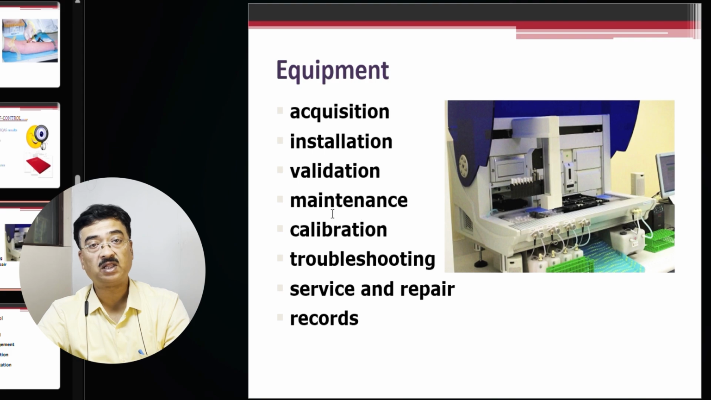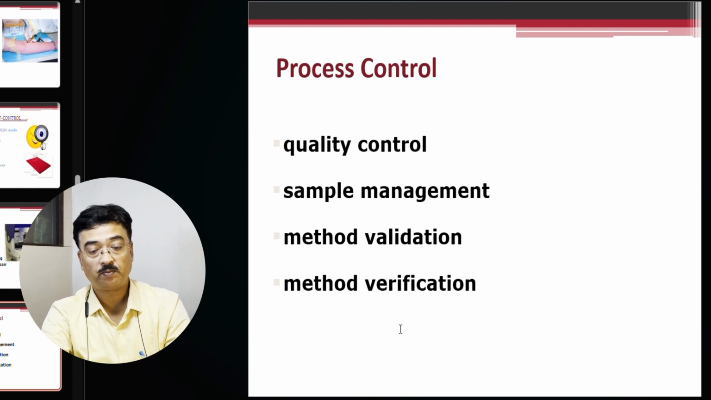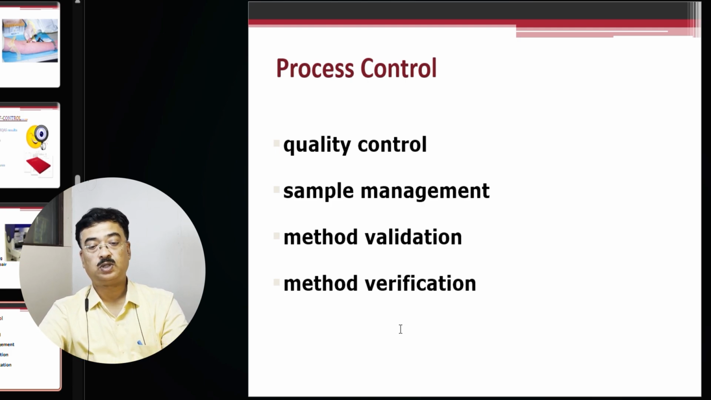Daily and monthly maintenance and calibration are to be given topmost priority, along with proper repair and service records. These are very, very important things for an instrument to operate properly. Now, process control, how you do the process control.